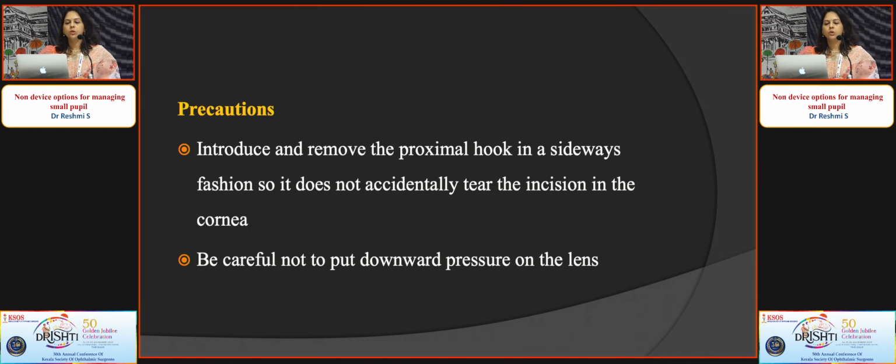The precautions include, while you introduce and remove the device, the proximal hook should always be inserted and removed sideways, otherwise it can damage the corneal incision. Also be careful not to injure the anterior lens capsule.